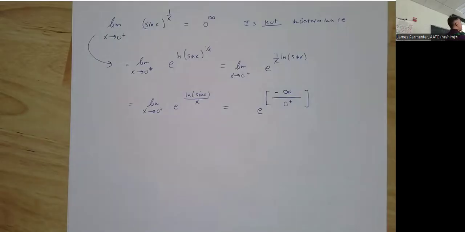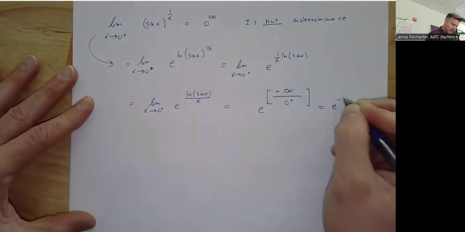If you have negative a billion divided by 0.001, that's negatively huge. Infinity over 0 is not indeterminate. Infinity over 0 is infinitely large, and you just have to determine if it's positive or negative. This one's negative. So what you really have here is e to the negative infinity.